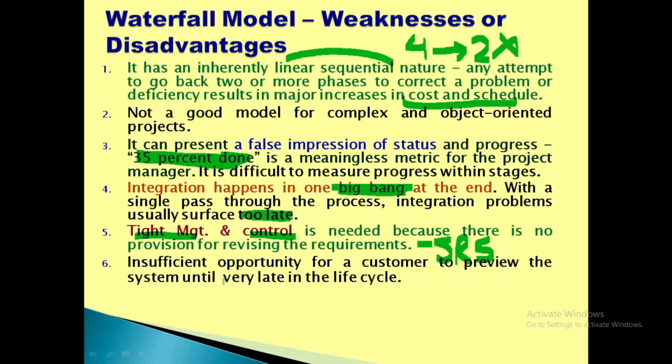Insufficient opportunity for a customer to preview the system until late in the life cycle. You can preview how your system looks, and whether the information system which you will be using is actually usable or not. So there is no opportunity for a customer to preview the system. It is possible only late in the life cycle of the waterfall model. Only at phase 6, which is the implementation and maintenance phase, can you preview the system as a customer and check its functionality.